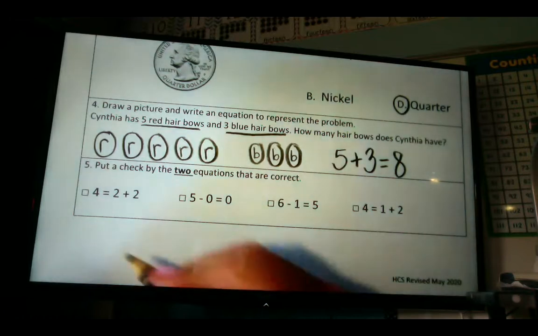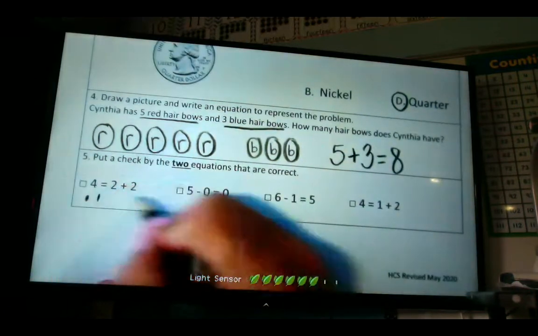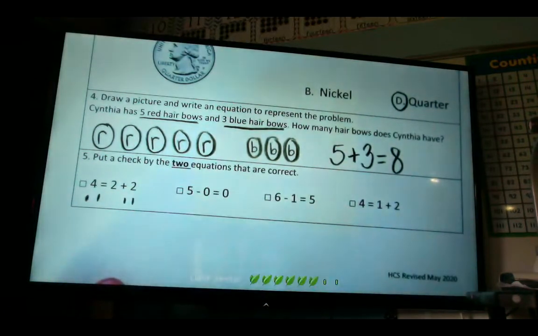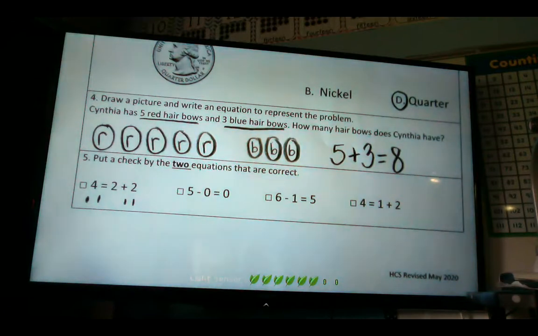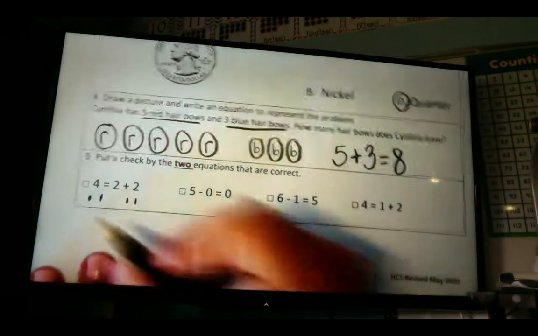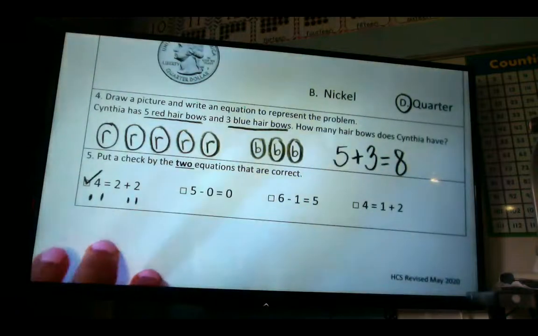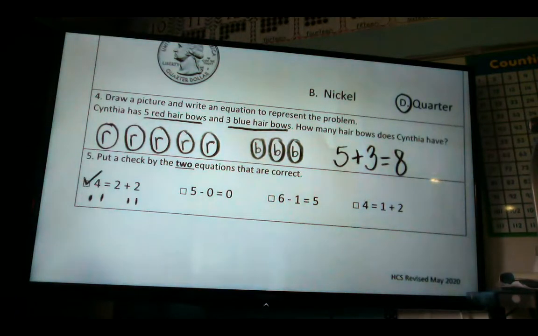I'm going to draw that. 2 plus 2. Does that equal 4? Yes, 2 plus 2 does equal 4. This equation is correct. So put a check mark by the correct equation. Let's look at the next one.